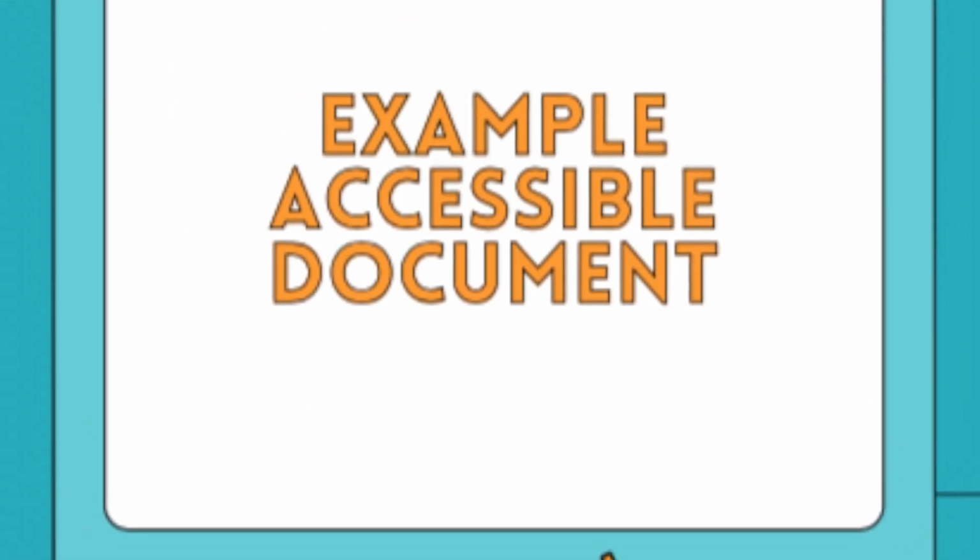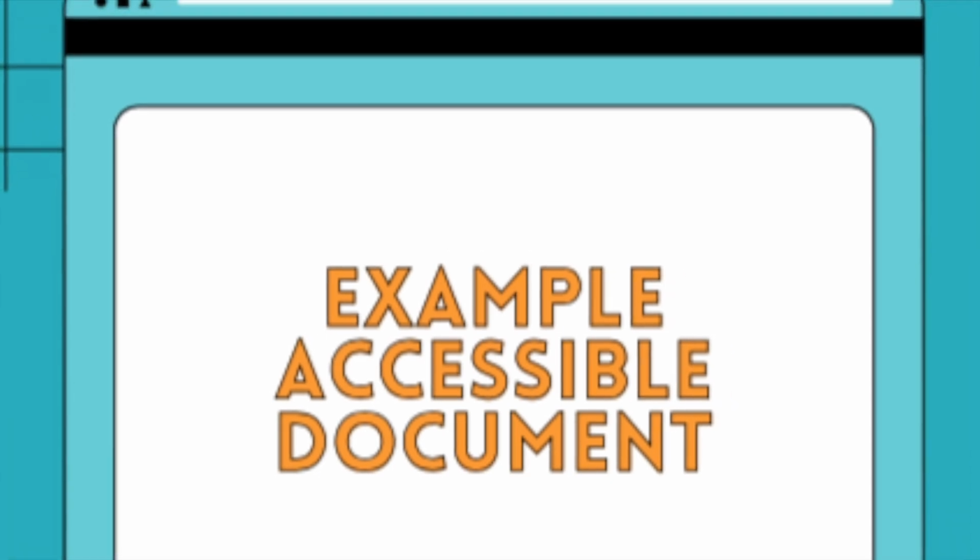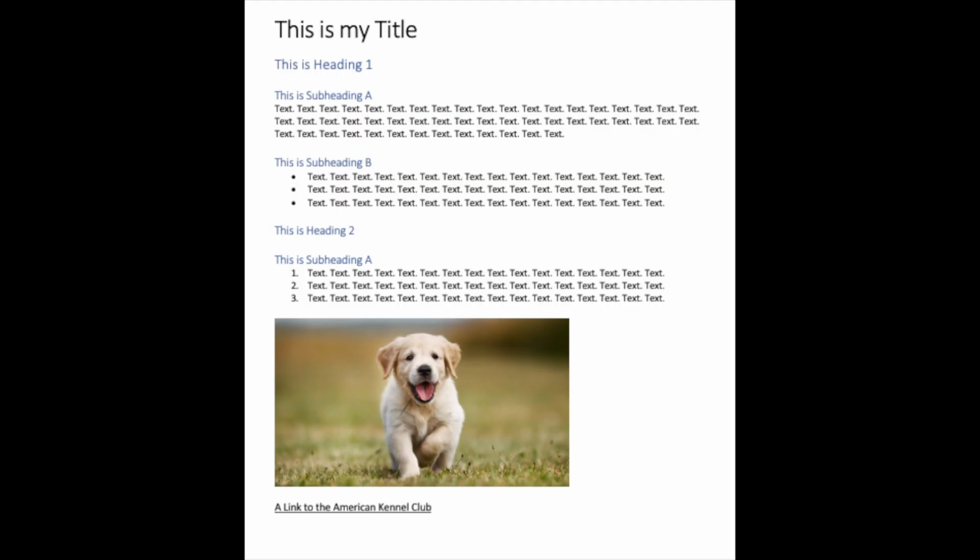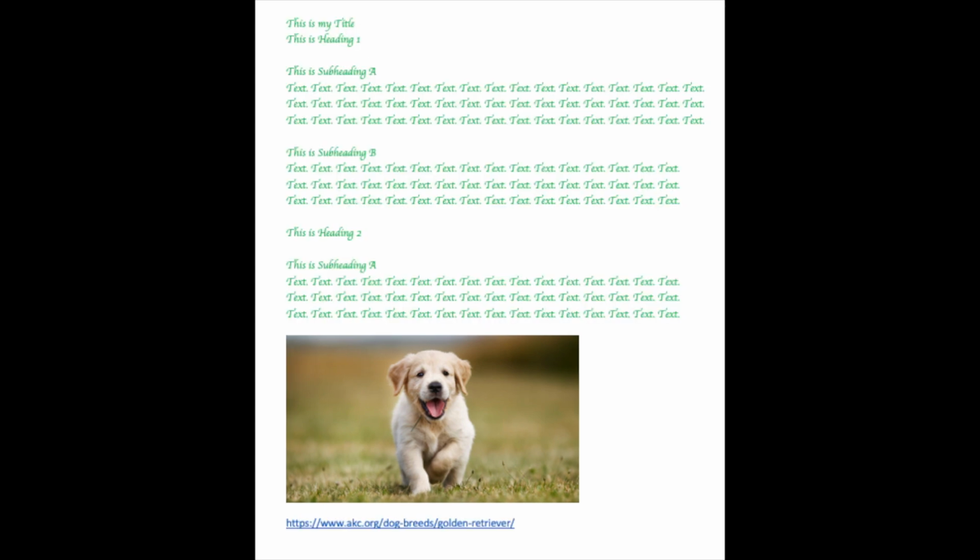First, let's take a look at an example of an accessible document. This is our goal. Take a moment to pause the video and identify some accessible features. Now, this is the document that we are going to start with. So let's begin.